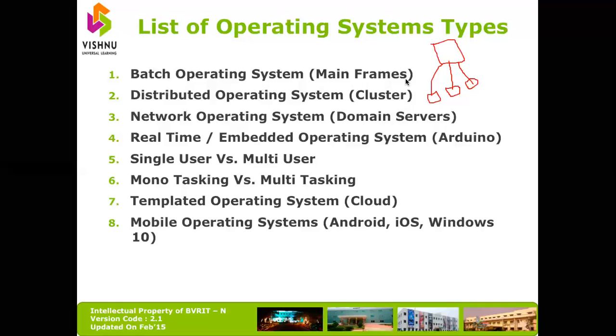Third, the next category of ours, we call it network operating system. It's called a real-time or embedded operating system. So whatever the microchips we can see, there are multiple applications of that. If you're not really very keen about electronics devices, you might not realize.